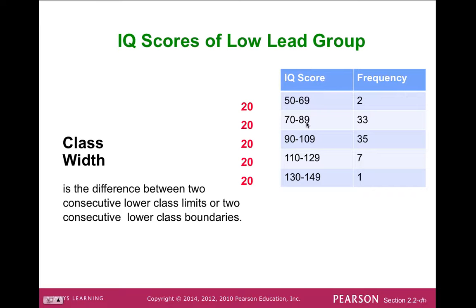Similarly, you could also do it from your upper class limit. So if you took 89 and subtracted 69, you would find that you would still get 20. So your class width, regardless of how you go about calculating it, either using the lower limits or your upper limits, you'll still get the same class width.